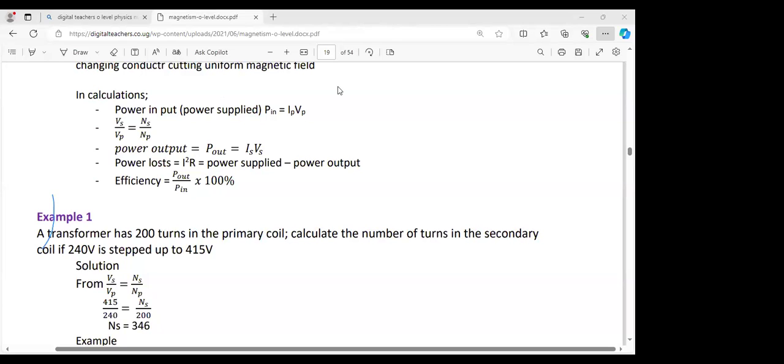So you please round off to a whole number because we are talking about turns. We can't have a turn which is not full. So when you get 345.83 something, you please write it there. And it's okay if we put turns because we need to know what we are writing there. So those who are asking for units, you please put them there. 346 turns.